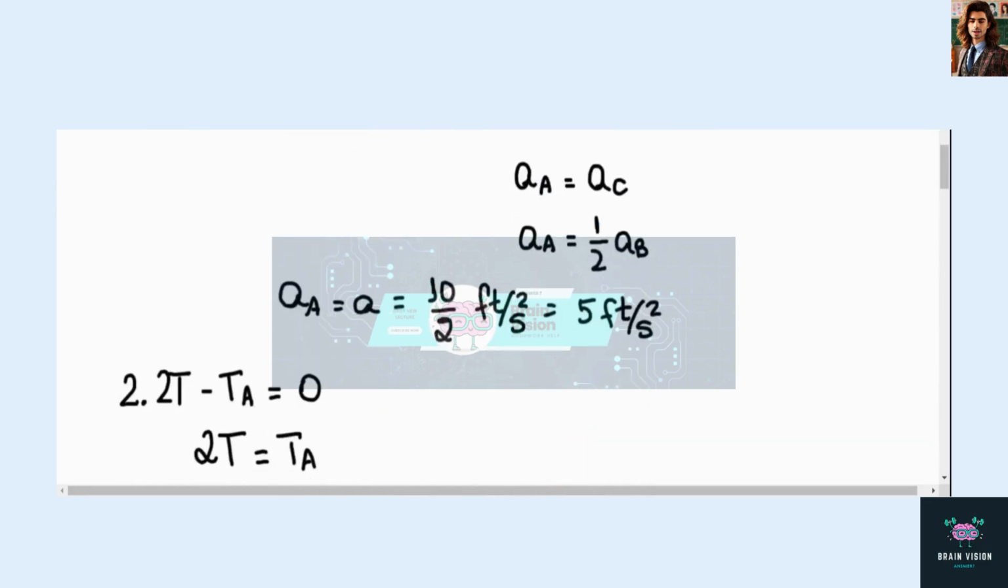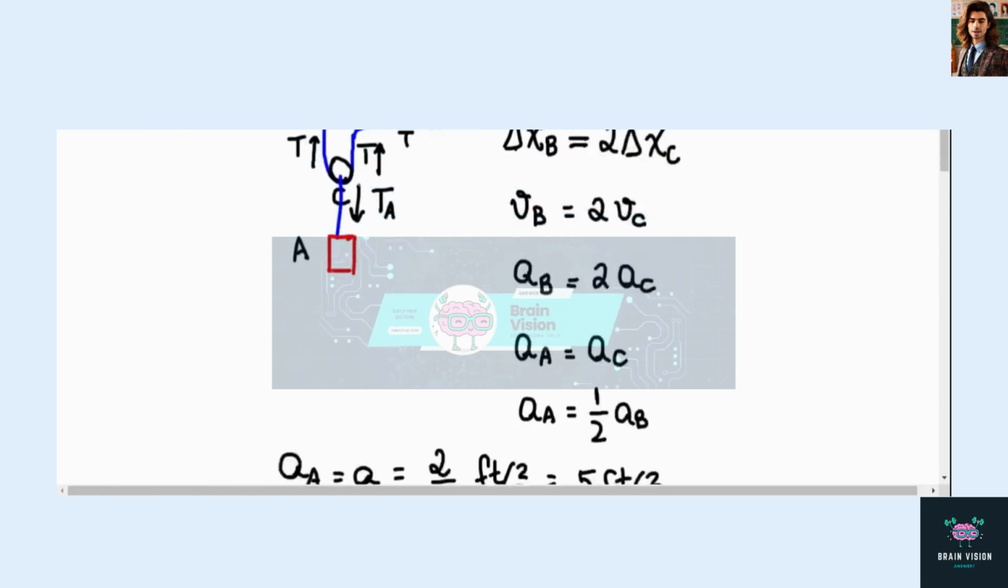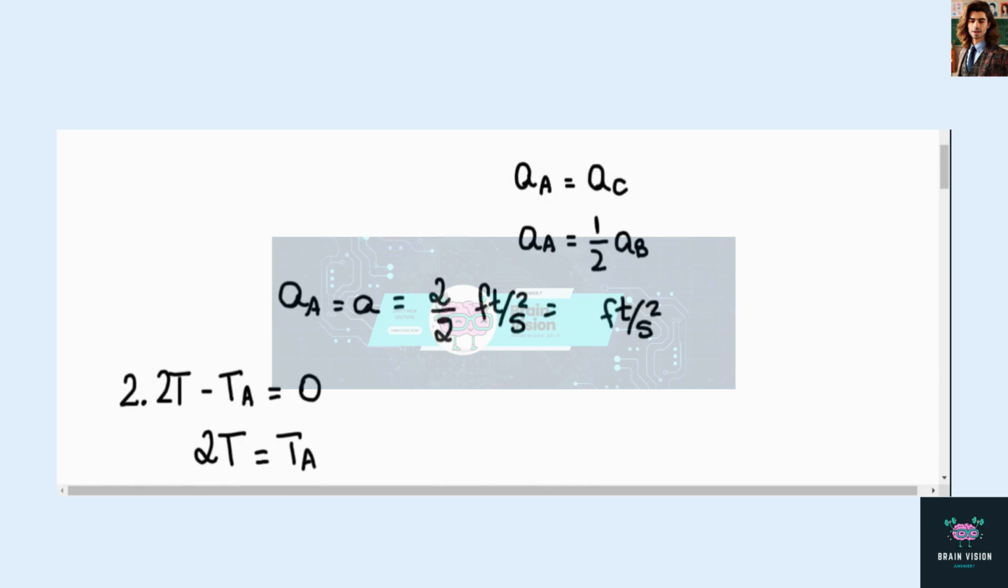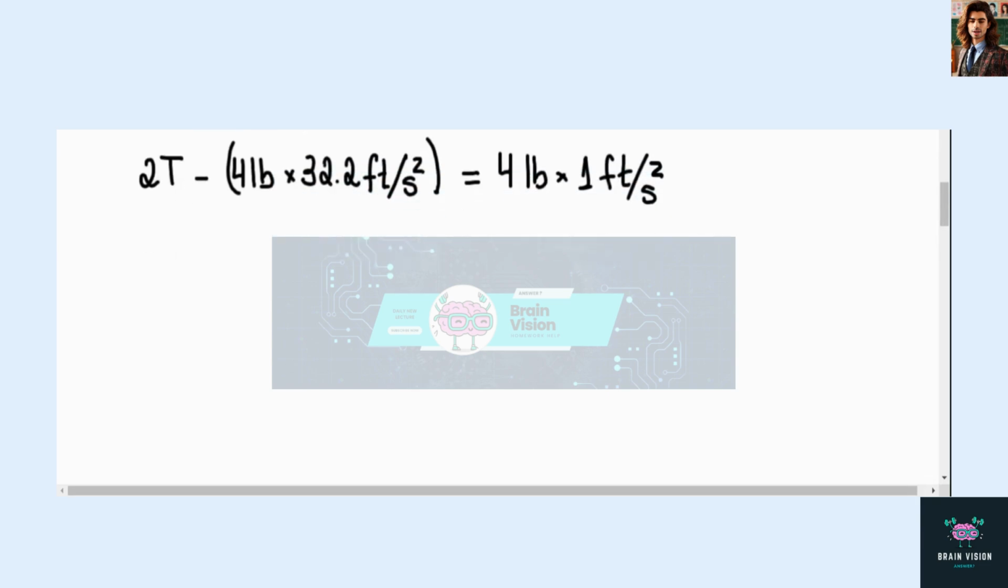which is, and I'm sorry, before I had written that the acceleration at point B was 10 feet per second squared. Of course, that's just the variation of velocity. The actual acceleration was 2 feet per second squared, as we had written here. I'm so sorry for that. So the acceleration at point A is actually 1 foot per second squared. So I have that the right-hand side is 4 pounds times 1 foot per second squared.